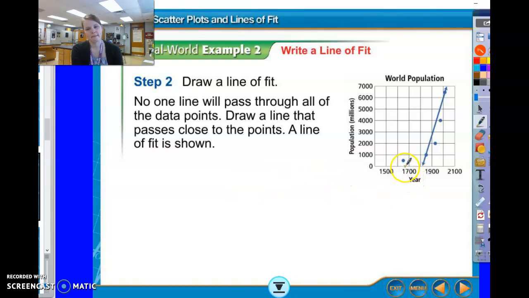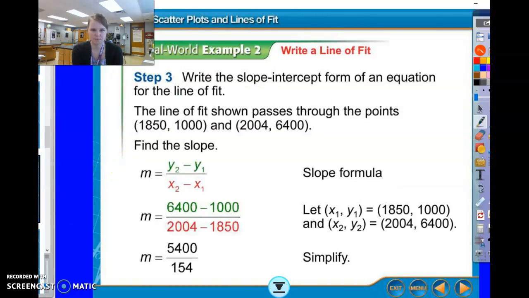So it doesn't look like one line would hit all the points. Yours might be, you could sketch this maybe like this, something like that. But no matter what, we're not going to hit them all. So do the best you can to hit as many as you can. It says no one line will pass through all of them, so do the best you can.